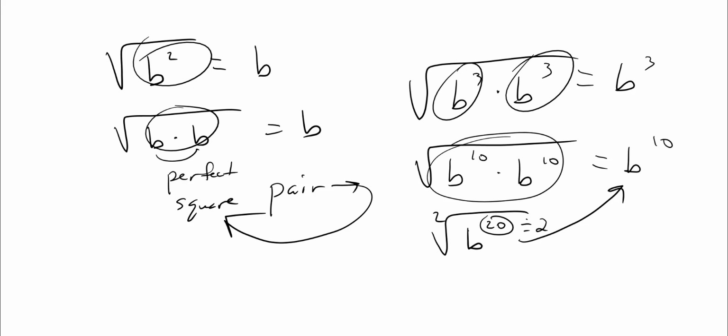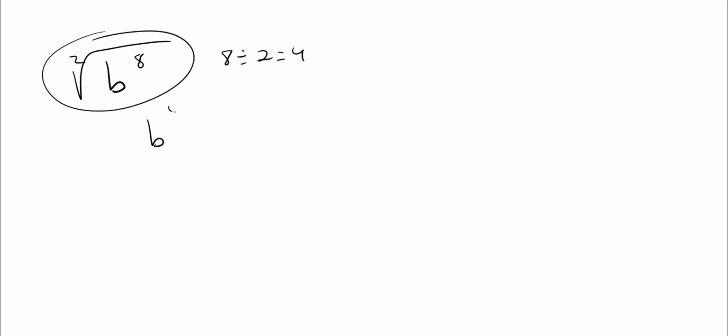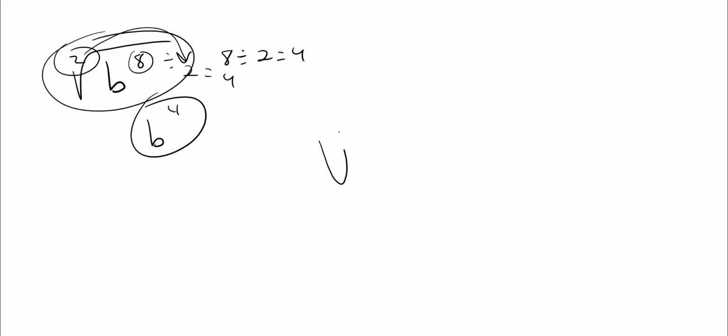Okay? So what I mean by that is if I have a problem like the square root of b to the 8th, there's a 2 here. You're basically saying 8 divided by 2, which is 4. So the answer to this is b to the 4th. You take this number and you divide it by this number. So 8 divided by 2 is 4. So the answer is b to the 4th. Okay, so the square root of b to the 30th. Well, it's half of 30, 15. So the answer is b to the 15th power.